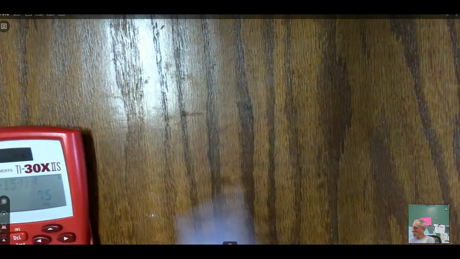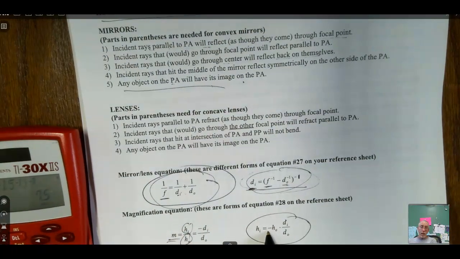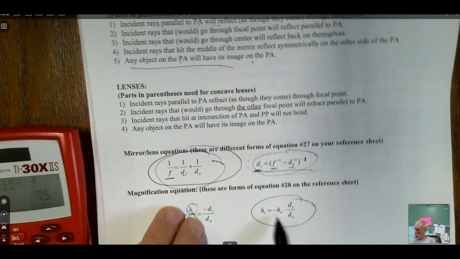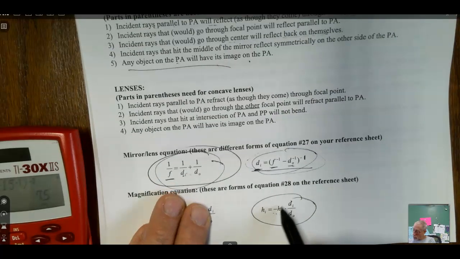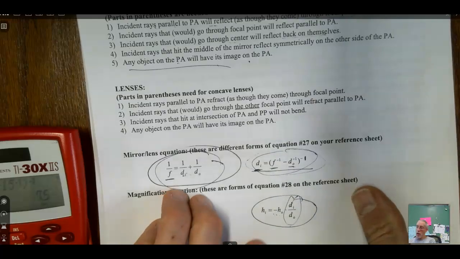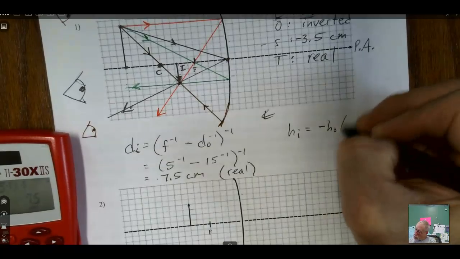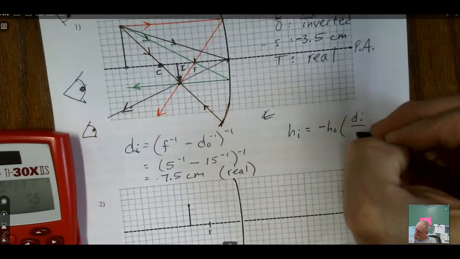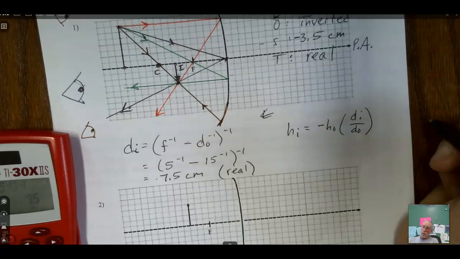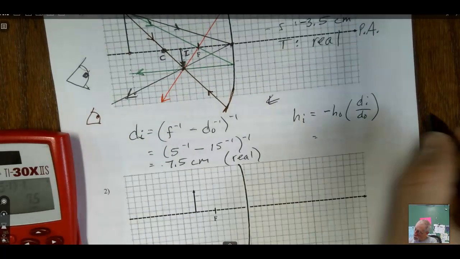So, looking back here, you got to be careful because there will be a negative sign as part of this equation. I'm using this form here. Negative sign has to come with it. HO, that's the height of the object, times this ratio here. How far is the image compared to the object? So, I always write my symbols first, and then we'll plug in the numbers.